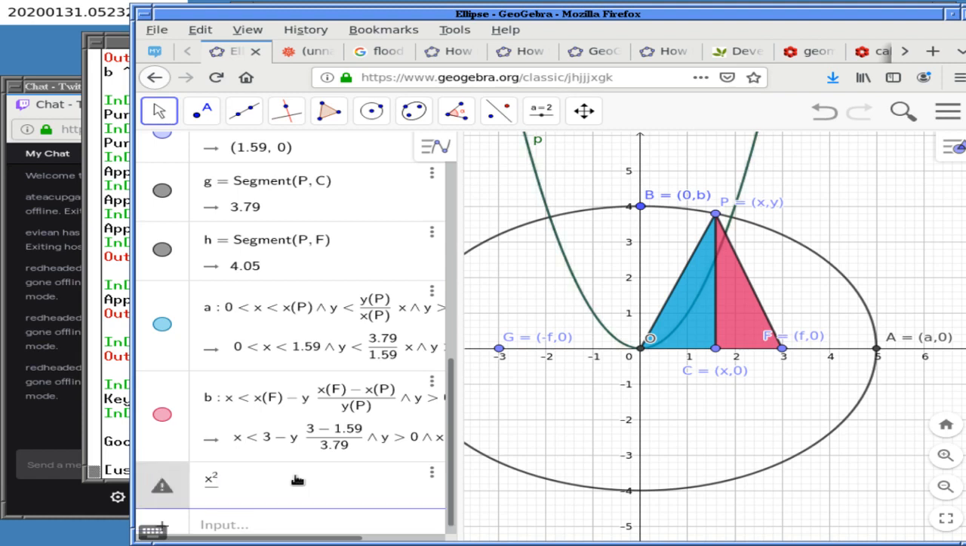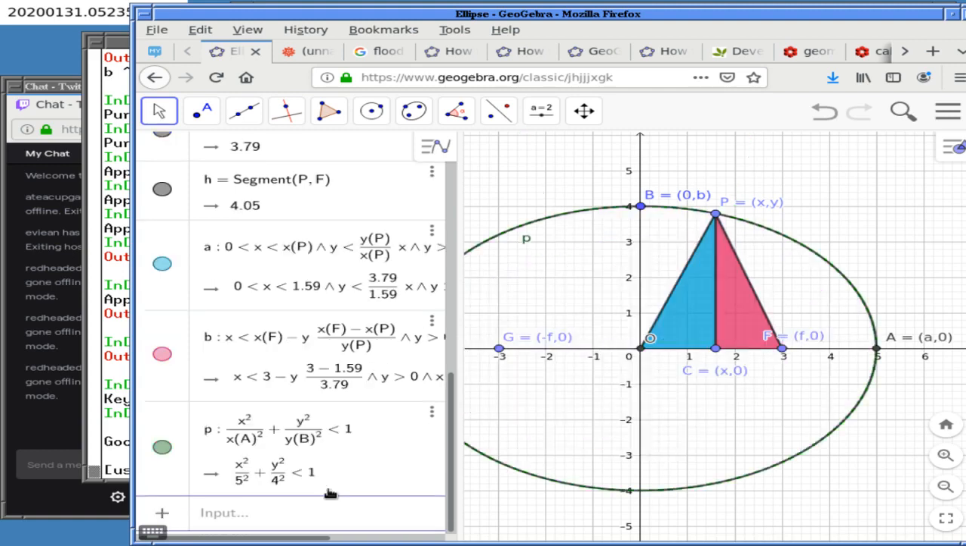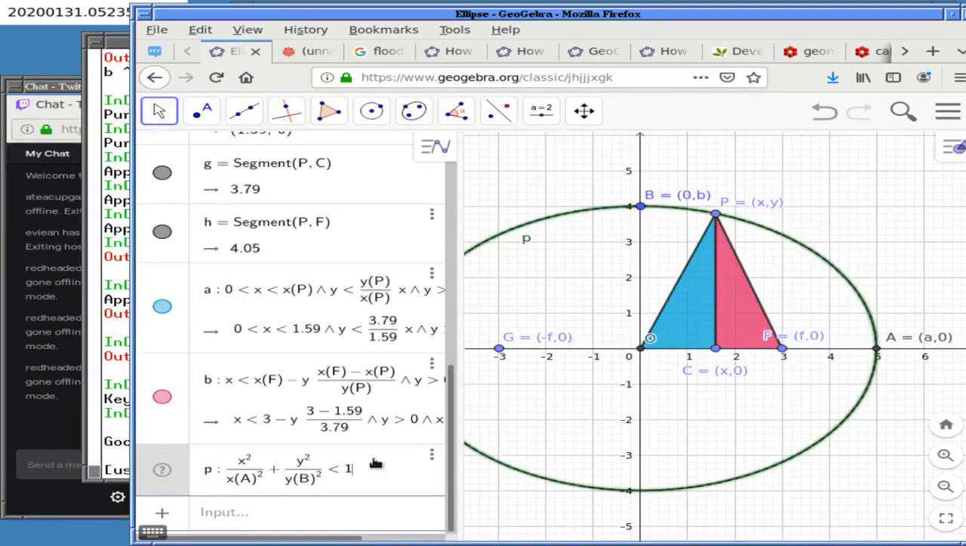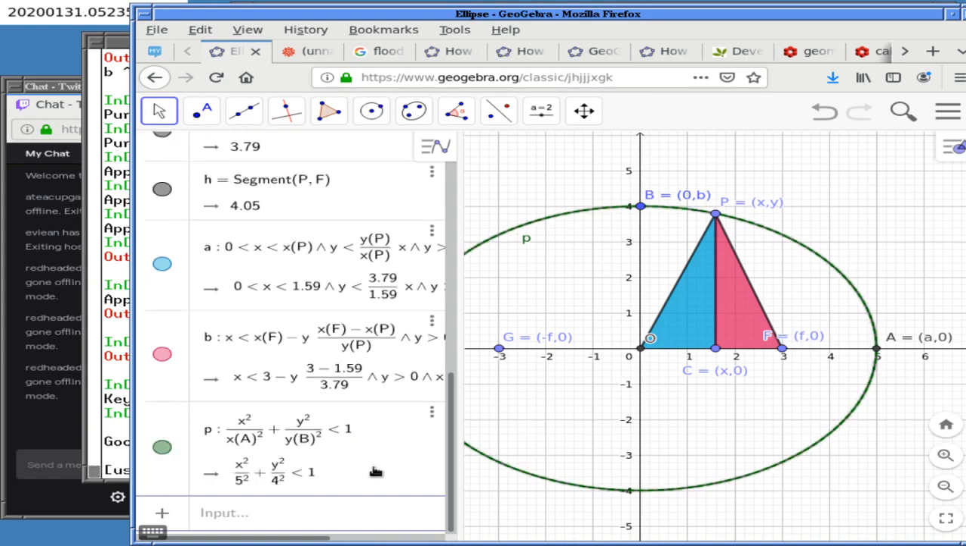over... Now, of course, we could just declare this. Okay, so A is going to be X of point A squared plus Y squared over Y of B squared is less than 1. We're just going to leave that. Whoa! That should be an area, dude. That's equal.